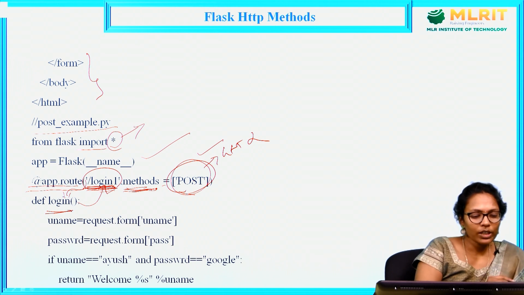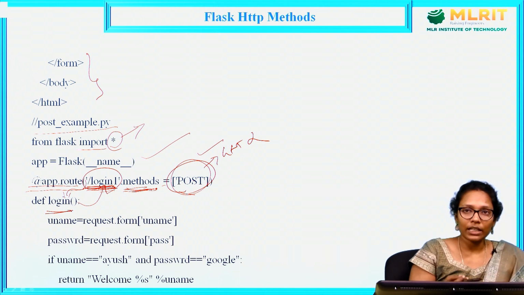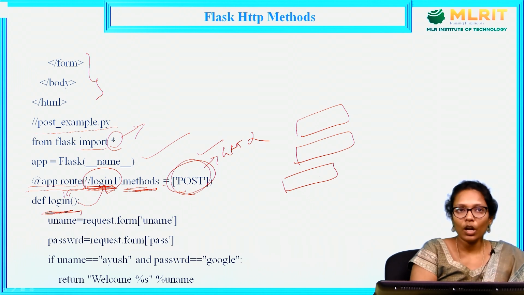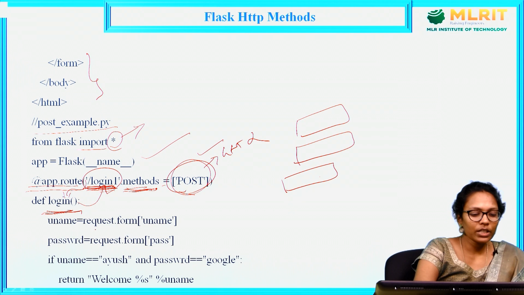So what this login method is doing, it is taking the data from the HTML form. In the front end, you have entered some username and password followed by submit button. If you click on submit button, the control will come to login method. So now here what it is doing?